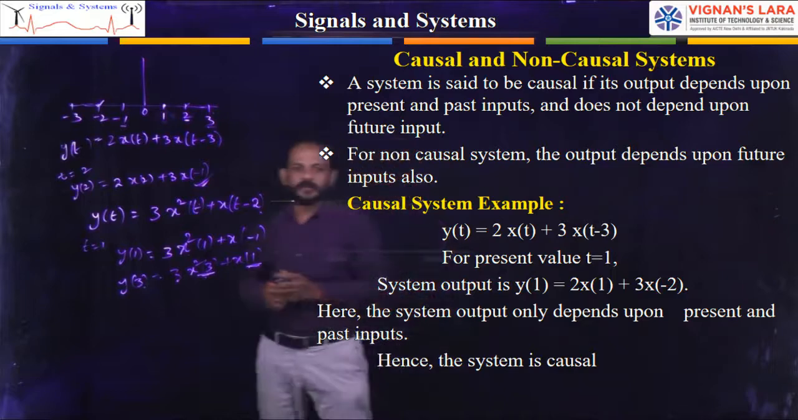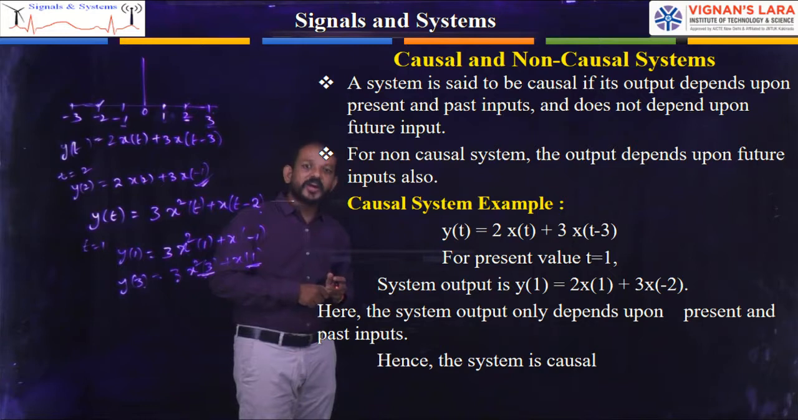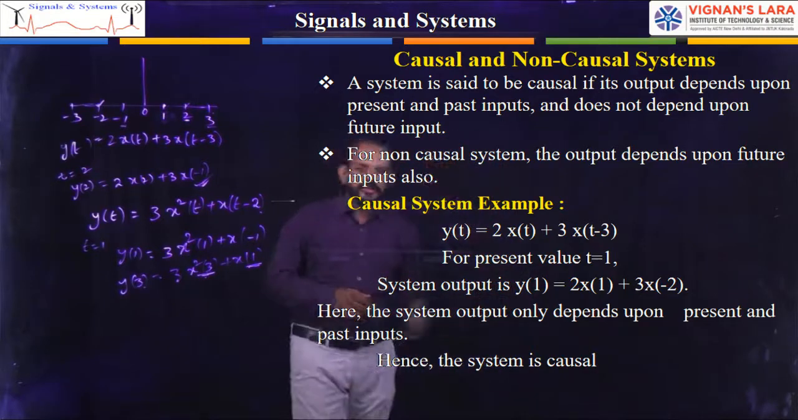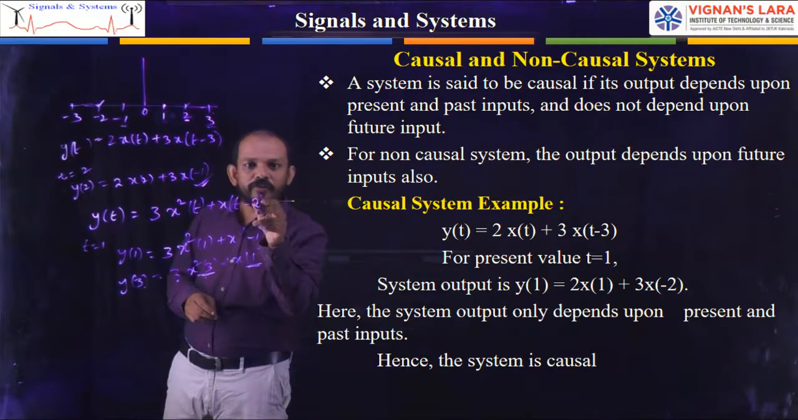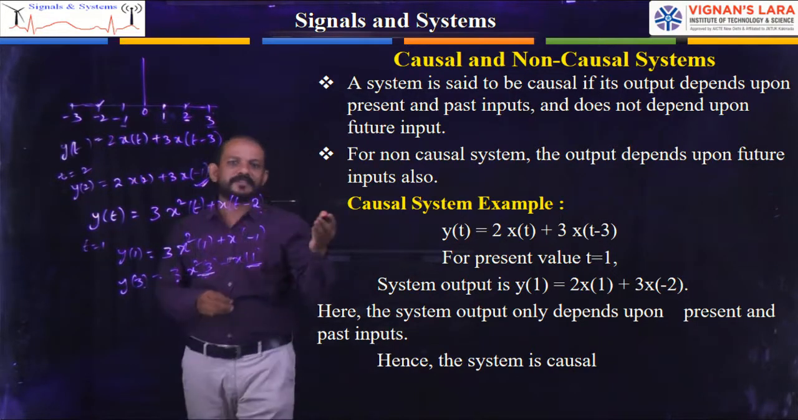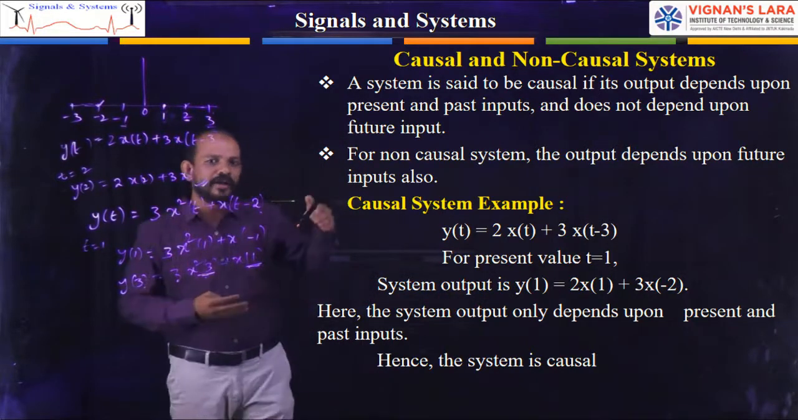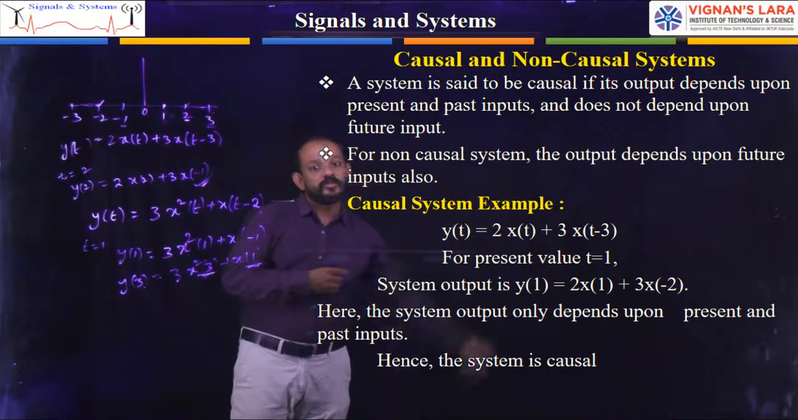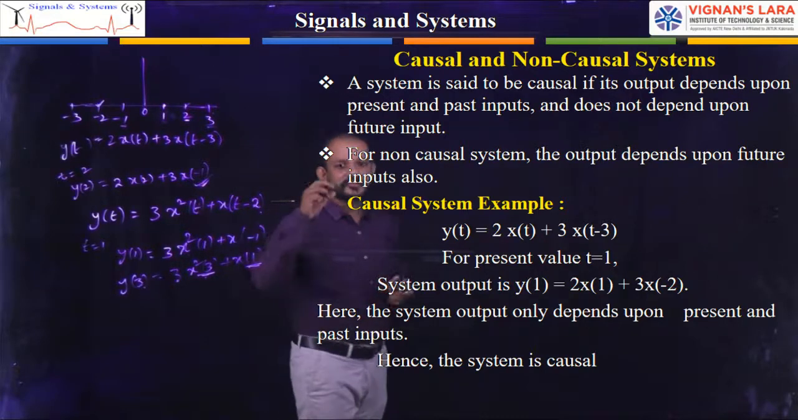So the system output only depends upon present and past inputs. Hence the system is a causal system. So this is regarding causal. If you want to say a system is non-causal, the output depends on the future. So if there is x of t plus 2, then you get the future. So in this equation, if there is any term like x of t plus something, then I can get the future values. So those types of system equations are called non-causal system equations.